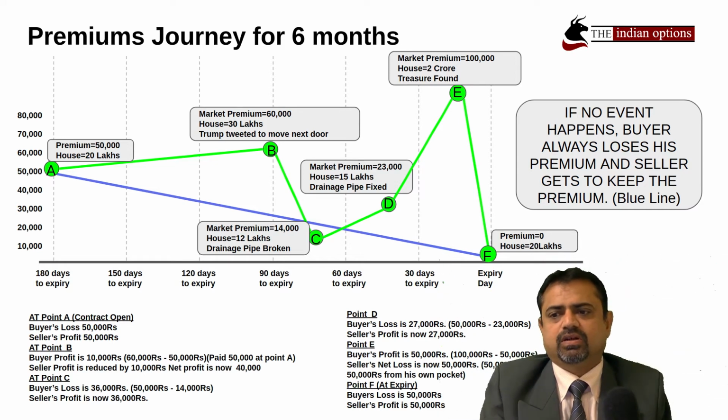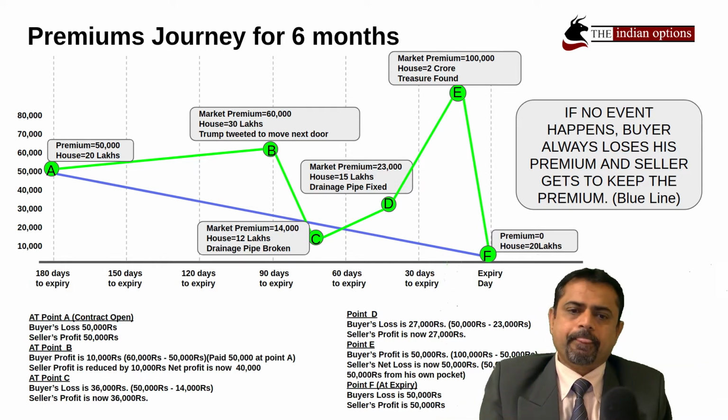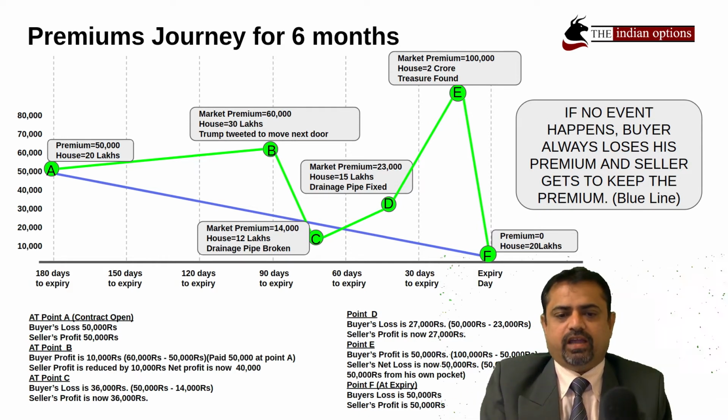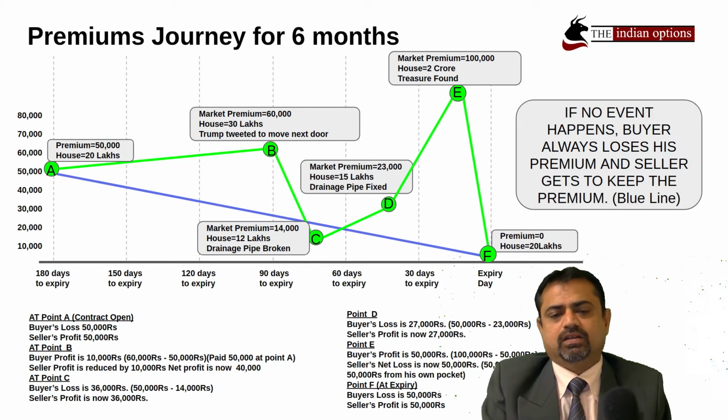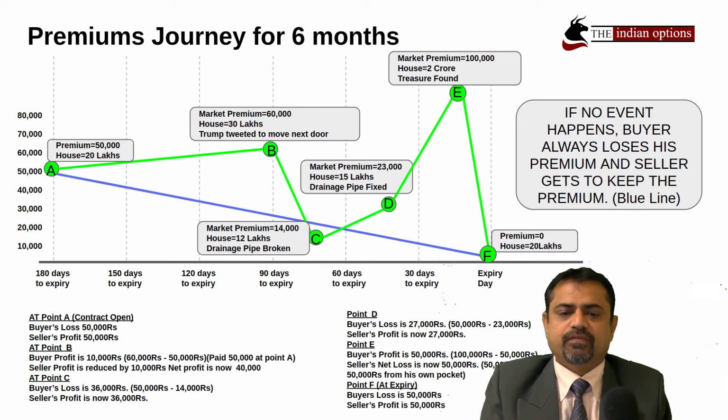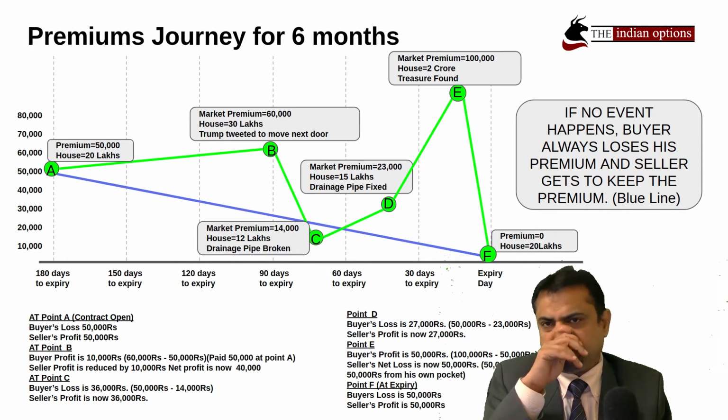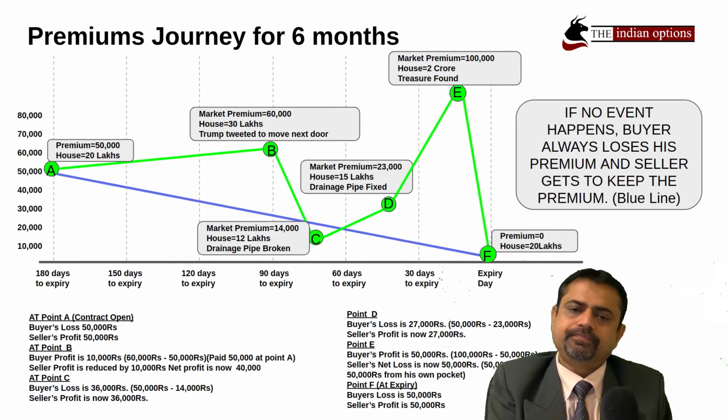It happens in a very simple way. No events, nothing, no excitement. Whatever happens, it goes, right? Now imagine at point A, in the below part I have written that at point A, the buyer's loss is 50,000 and the seller's profit is 50,000 because he has got 50,000, right, at point A.